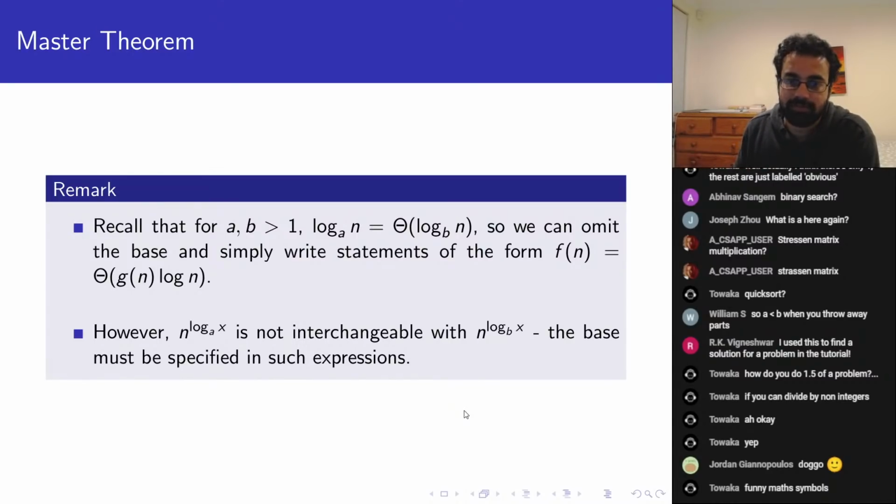That's not true. Anytime a log appears in a power, the base is really important. Anytime the log appears just as a bare term, then the base can be omitted, because changing the constant from n squared to n cubed makes a difference, while changing the constant from 2 to 3 does not.